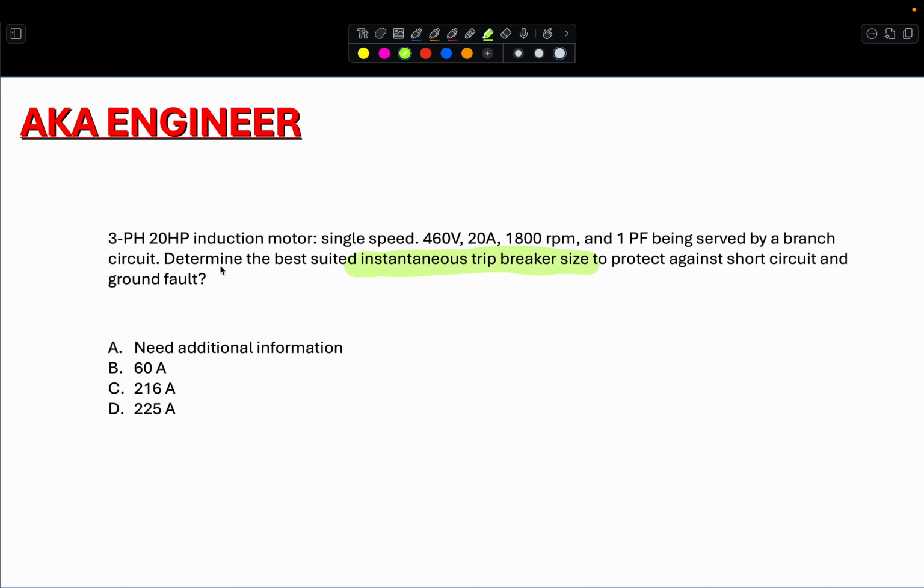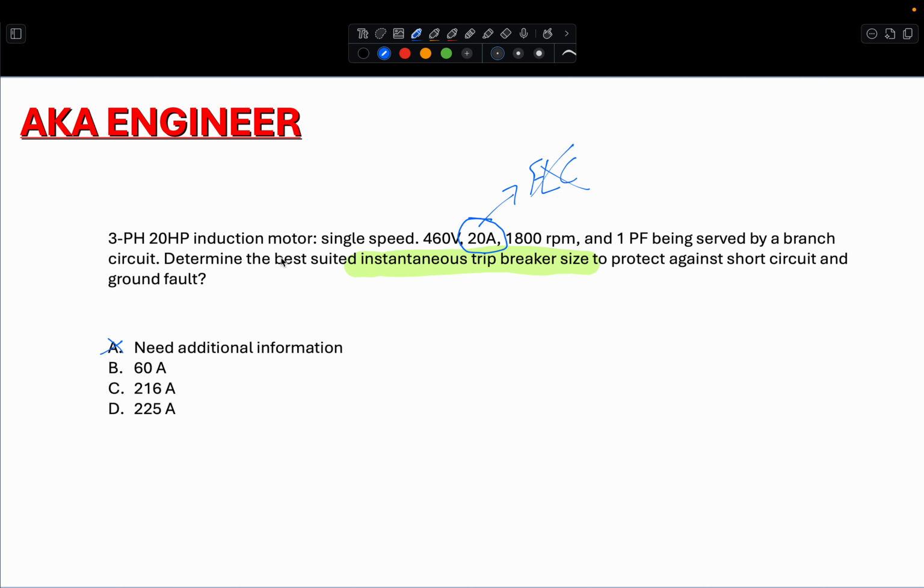The takeaway here you've got to be careful with is you have a 20 horsepower induction motor, and then you're given the nameplate. They're giving you 20 amps, but there's a section you want to read and look at. Based on this given question, we do not follow the 20 amps as our full load current. That is not the case. So what are your answers? Need additional information? Obviously, right away, with all the given information, there's too much information that we don't even need. So right away, by process of elimination, we know for a fact that it can't be that. Now you've got 60 amps, 216, and 225.